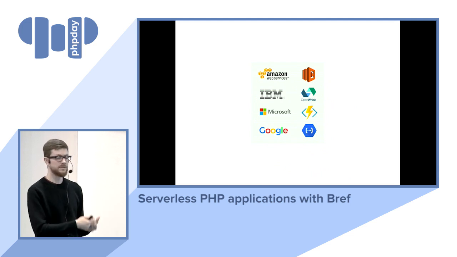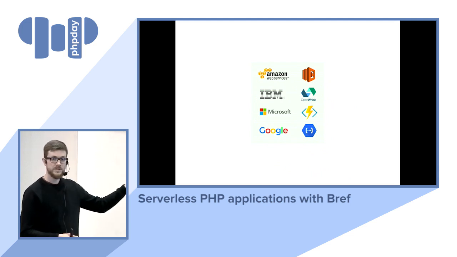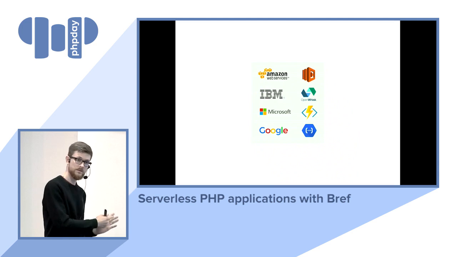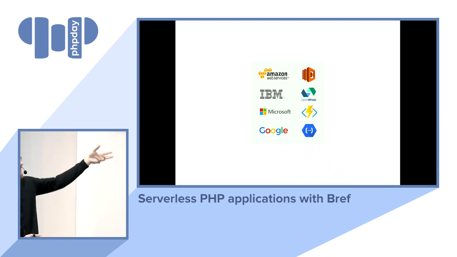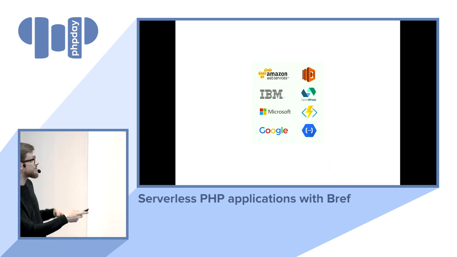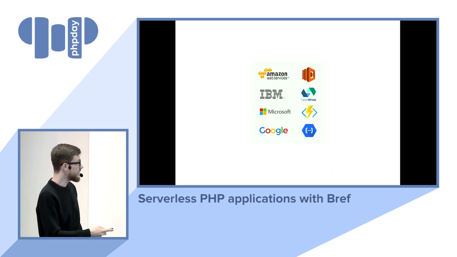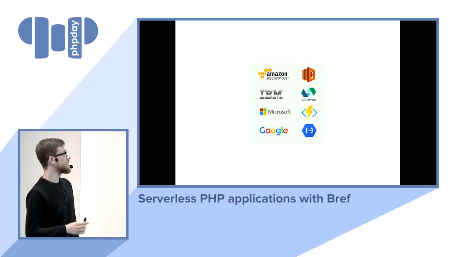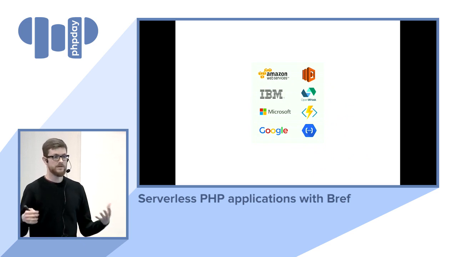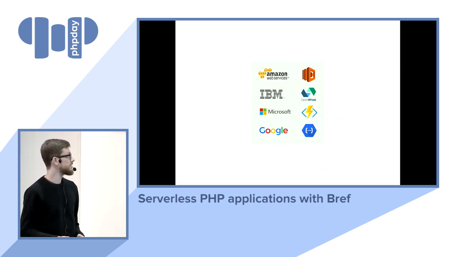They were the first to start it. You have IBM OpenWhisk, which actually uses Docker containers. So that's interesting because you can run PHP quite easily. Amazon does not support PHP out of the box on Amazon Lambda. You have Microsoft Azure Functions, which has some support for PHP, and Google Cloud Functions. There are many other providers for function as a service.